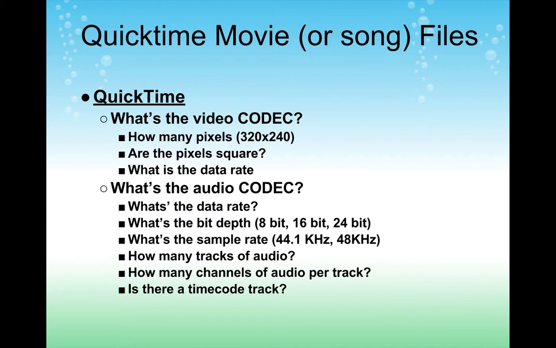Look at files again, a little deeper, okay? We'll go into some specifics about the stuff that we use in the studios. So when you get a QuickTime file, you want to know the codec. You want to know about the pixels, how big they are. You want to know if they're square. You want to know if it's old-fashioned video where the pixels weren't square. You want to know data rate. Same thing for the audio. You want to know data rate, bit depth, sample rate.